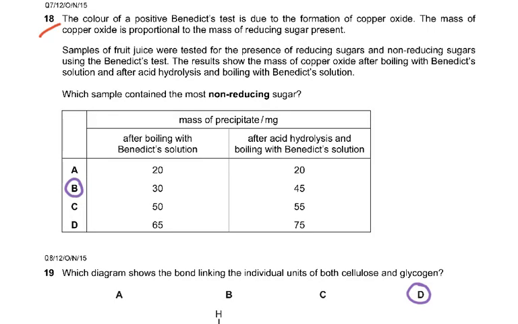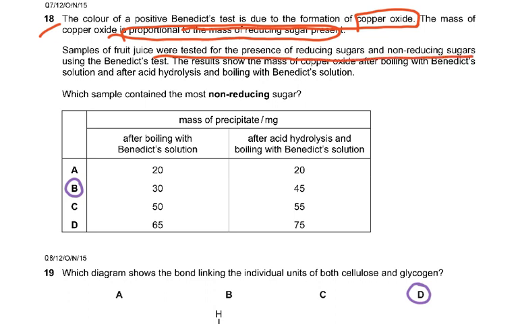Now, question 18: the color of a positive Benedict's test is due to the formation of copper oxide, and the mass of copper oxide is proportional to the mass of the reducing sugar present. Samples of fruit juices were tested for reducing sugars and non-reducing sugars using the Benedict's test. The result shows the mass of copper oxide after boiling with Benedict's, and after acid hydrolysis and boiling with Benedict's. Which sample contains the most non-reducing sugar? This would be the mass of the reducing sugar, but then which one has more? So this has no difference, it is 0.